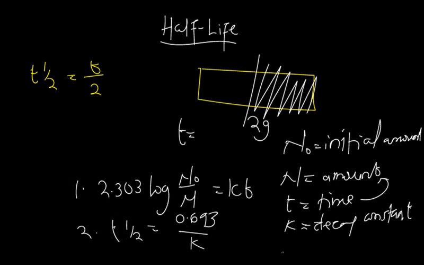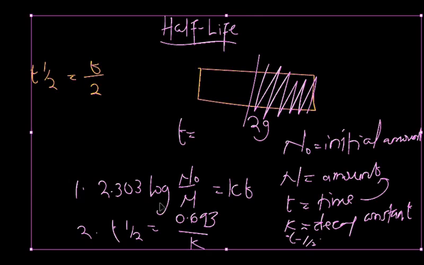The T half over here is the half-life, like I said, and the K is the decay constant, as I said earlier on. So with this introduction and these 2 formulas, let's go ahead and solve some questions on radioactivity.